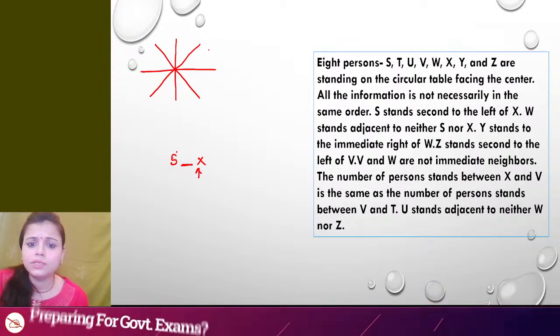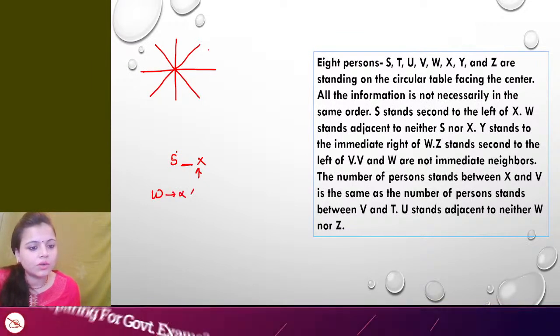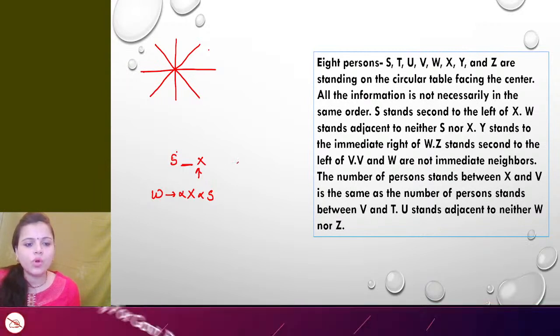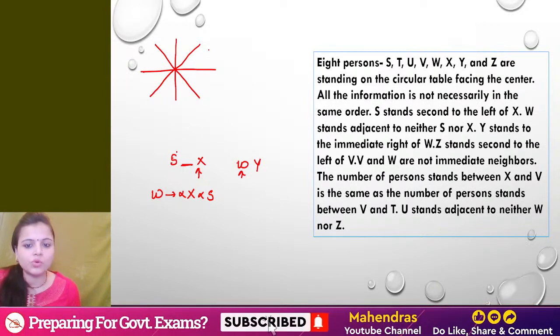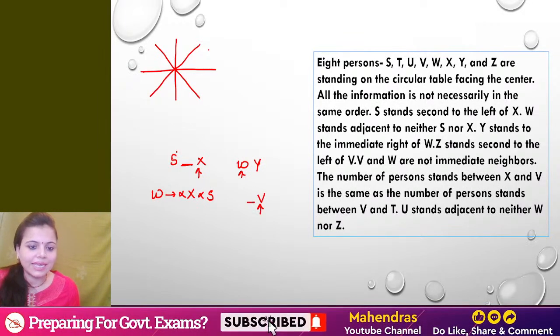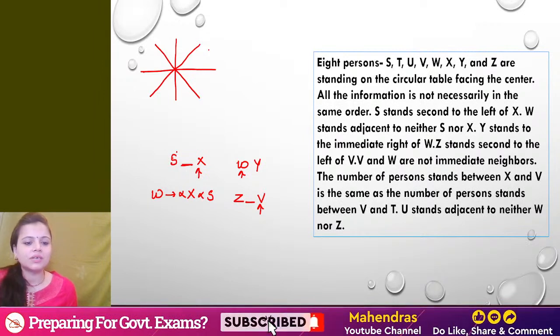Okay. W stands adjacent to neither S nor X. Means W is neither the neighbor of X nor S. Y stands immediate right of W. Z is second left of V. Then V and W are not immediate neighbors.